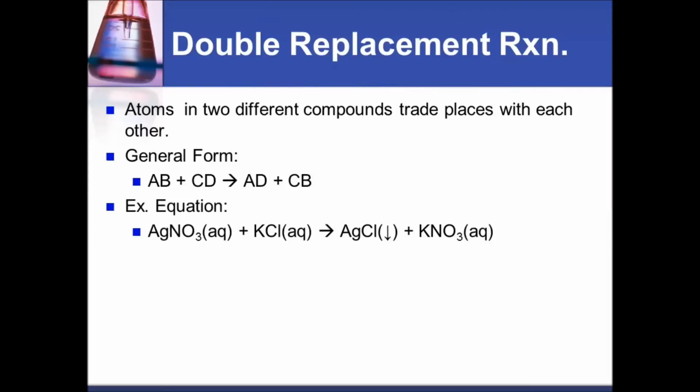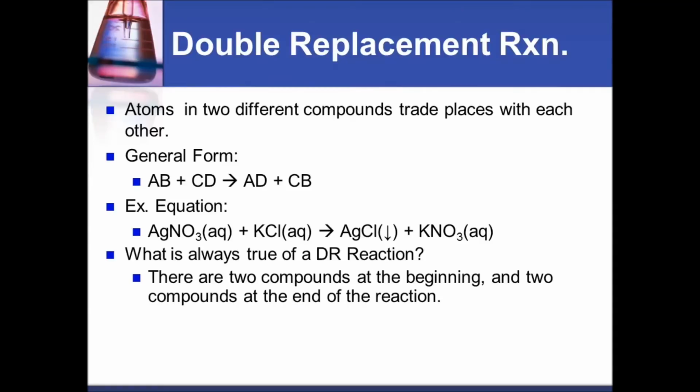Here's an example of chemicals. So you have silver nitrate and potassium chloride, and that's going to make silver chloride and potassium nitrate. See, everything switches up. What's always true of a double replacement reaction? On both sides, you're going to have compounds everywhere. Compound, compound, compound, compound.